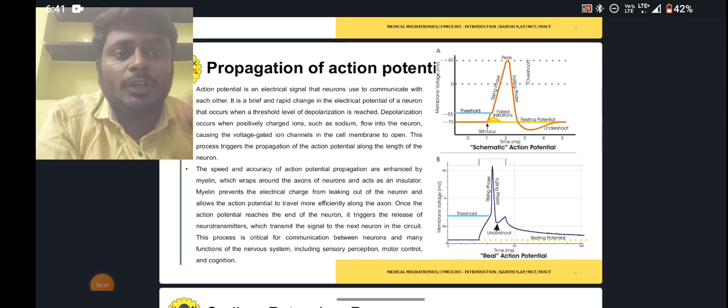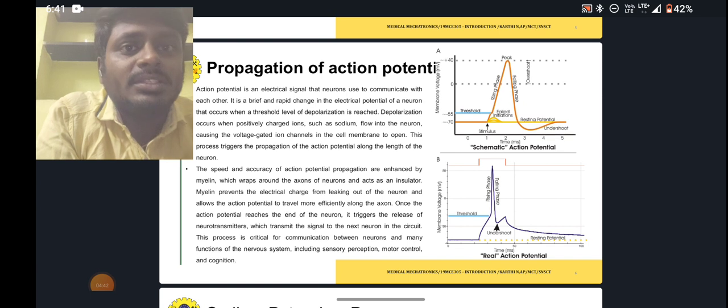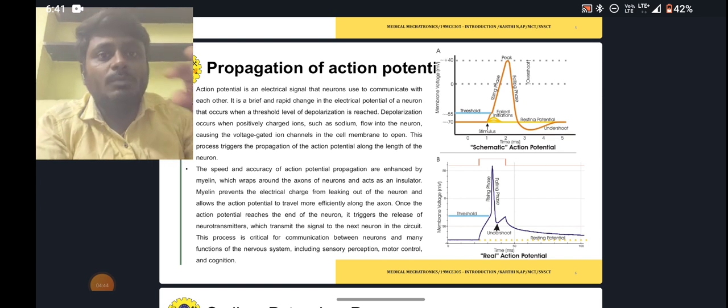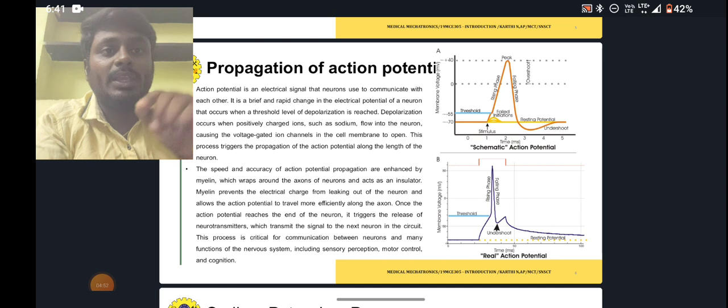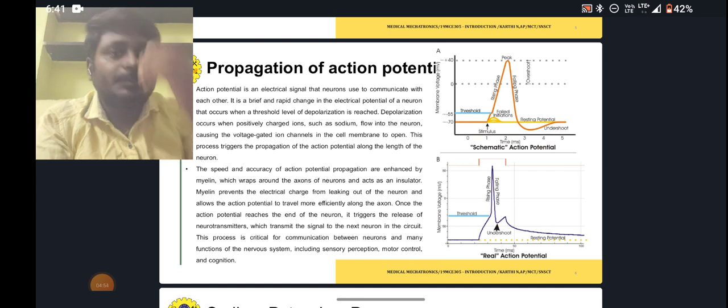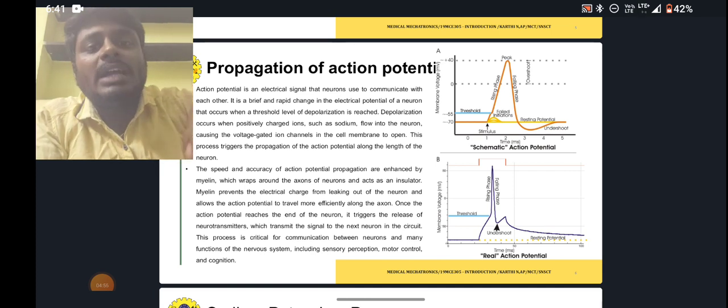This process is critical for communication between the neurons and many functions of the nervous system, including sensory perception, motor control and cognition. In simple words, the propagation of action potential is nothing but how a body part is moving. For example, how we can walk and how the finger is moving is based on the action potential moving from one place to another.